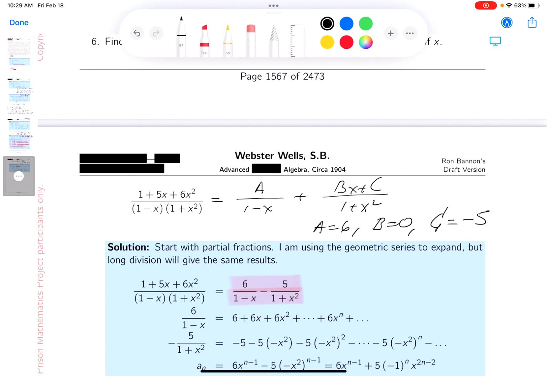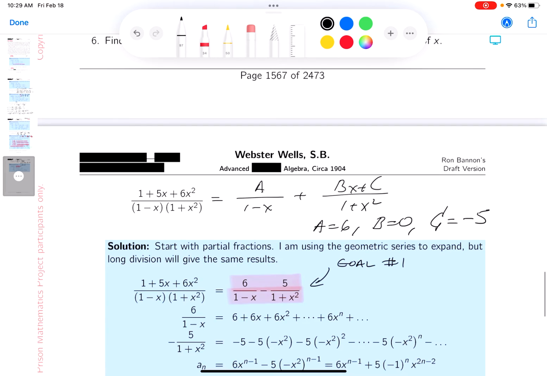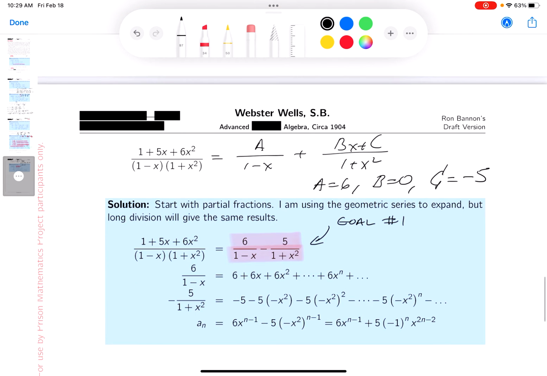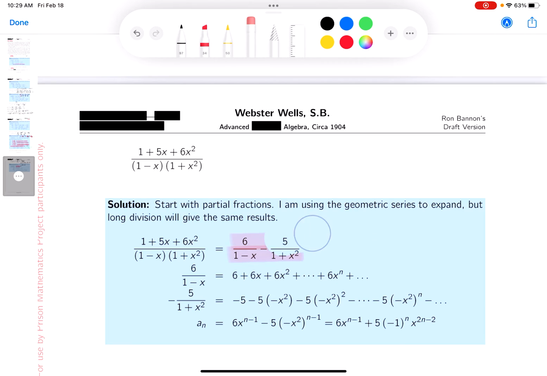So again, this is goal number 1. All right, you can reach that goal. Good for you. Goal number 2 is the expansion. I just want to briefly go through that without putting all the details down. But partial fractions, goal number 1's there.